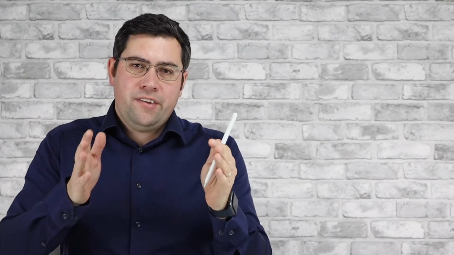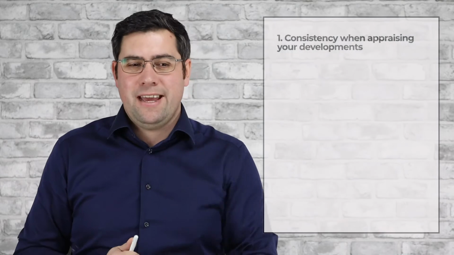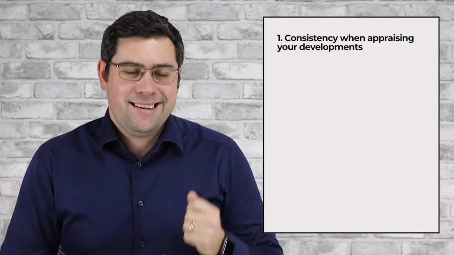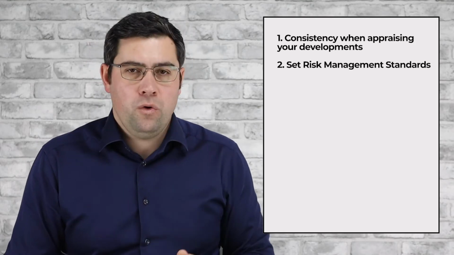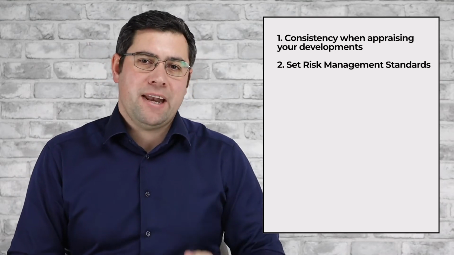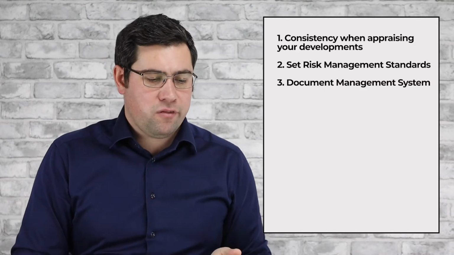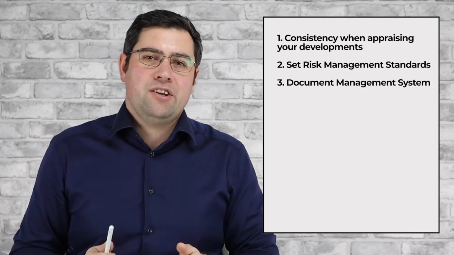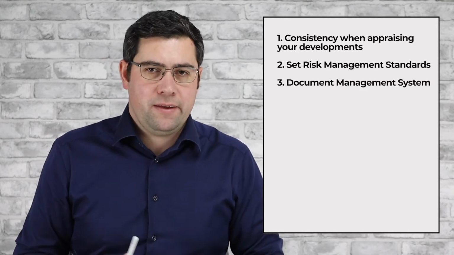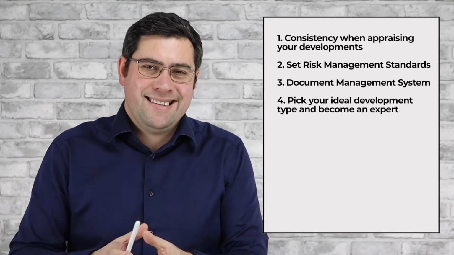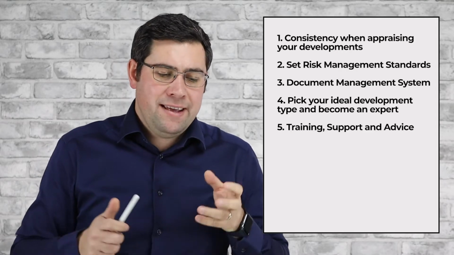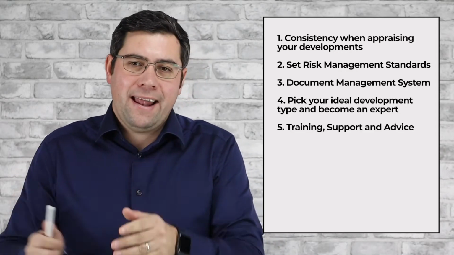So I'm going to summarise the tips in order first, and then I'm going to go into a bit more detail on each one and then give you a summary at the end. So number 1 is consistency when appraising your developments. Number 2 is set yourself some risk management standards. Number 3 is set up a document management system and record everything. Number 4 is pick your ideal development model and stick to it. Number 5 is get some training, support and advice.